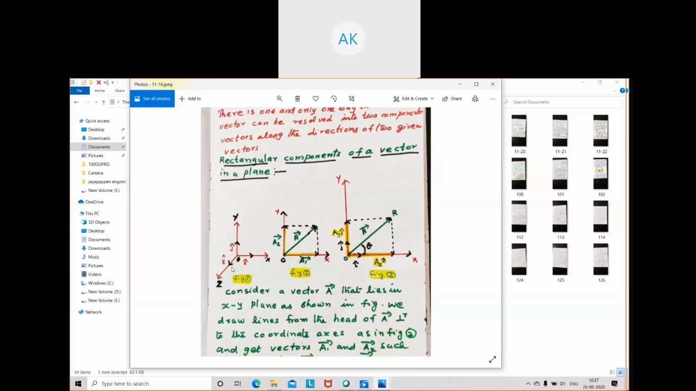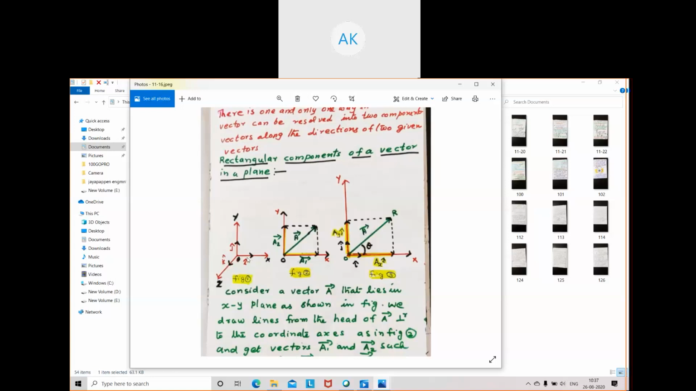Another vector I will tell: 7 k̂. What is meant by 7 k̂? It means that the vector is acting along the z direction. And what's the magnitude? It is 7 centimeter from the origin. That's the meaning.